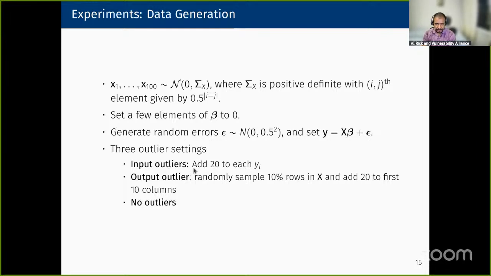Input outlier, output outlier, these are switched, but output outliers is add 20 to each output. Input outliers is add 20 to some samples, some rows of some samples in the design matrix, and then no outliers. The no outlier setting is there to just make sure and check how much are we losing out, if any, as compared to non-robust alternatives, as compared to L1 penalized alternatives, as compared to other competing methods.